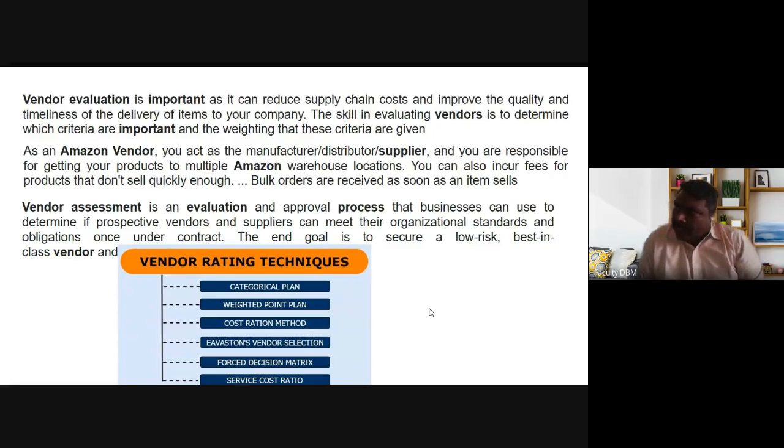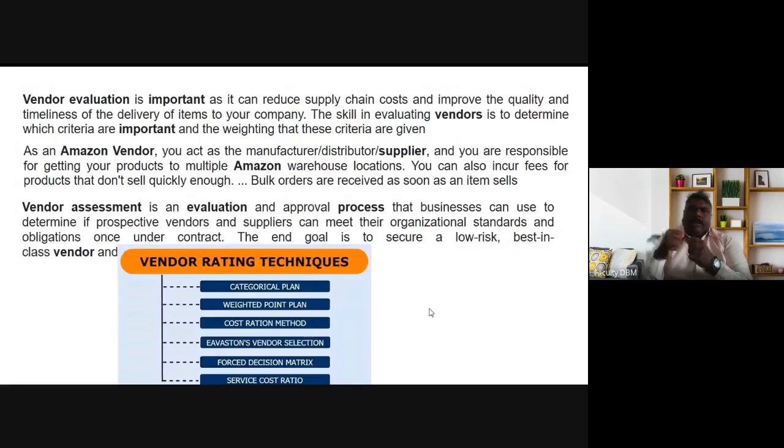So the method of rating is in our syllabus. Which method is good for you and good for the company? People will be using so many techniques, and it depends on the company which technique they are going to use. We have different types of techniques like categorical plan, weighted point plan, cost ratio method, Evanston's vendor selection, forced decision matrix, service cost ratio. In this rating, we have to concentrate more on these 8, and the company may use one of these methods in order to rate the vendor.